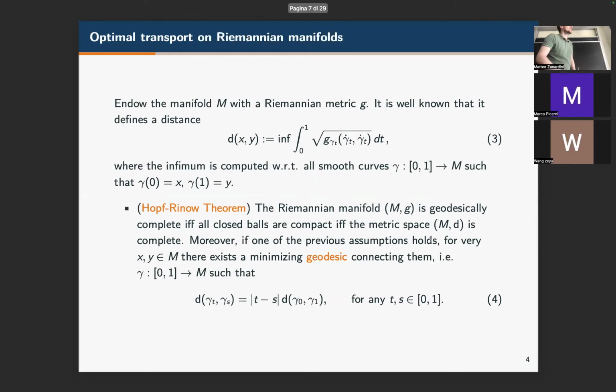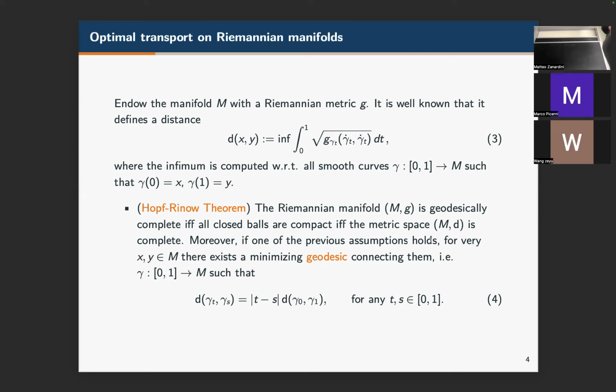Okay, now let's move to Riemannian manifolds. Okay, what is a Riemannian manifold? I will start from the basics. It is a manifold endowed with a Riemannian metric. And it's well known that this defines a distance out of it. You can consider any couple of points, x and y, and you just infimize the length of all smooth curves that join these two points.